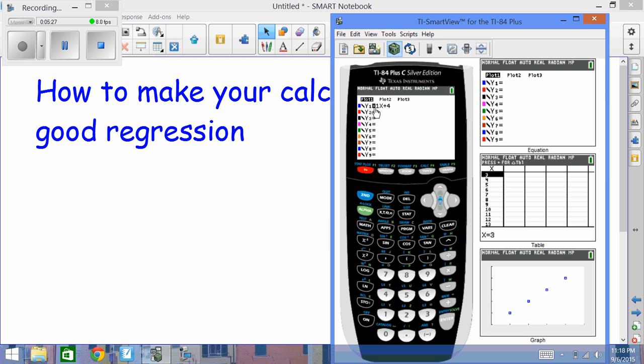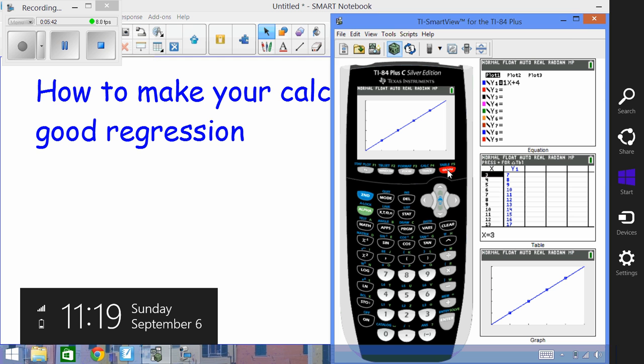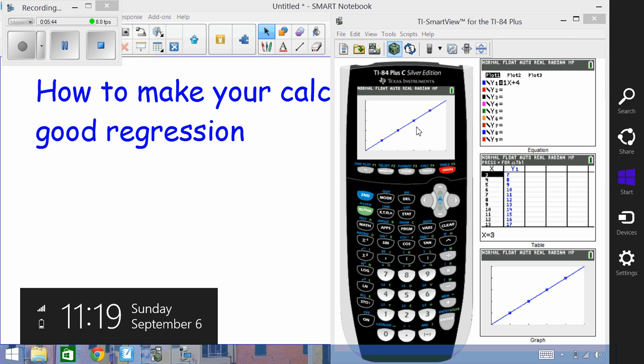Look at what's in my Y1 right now. That equation, y equals x plus 4. So if I hit graph now, look what I have. And my data was actually linear. It wasn't really data. So the line goes perfectly through every point. Your line will probably not go perfectly through every point. And so there you go. You just found a regression equation. Congratulations.